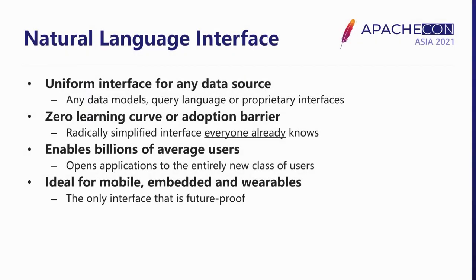As it turns out, the natural language interface has a set of unique advantages that I believe are important to mention here. First of all, when you think about it, natural language interface is the only possible interface that is uniform or homogeneous across any data models, whether languages, or any other proprietary interfaces. In fact, pick any two or more sufficiently different software systems, and you will quickly realize that often the only common human interface between them would be one based on speech or text communication.